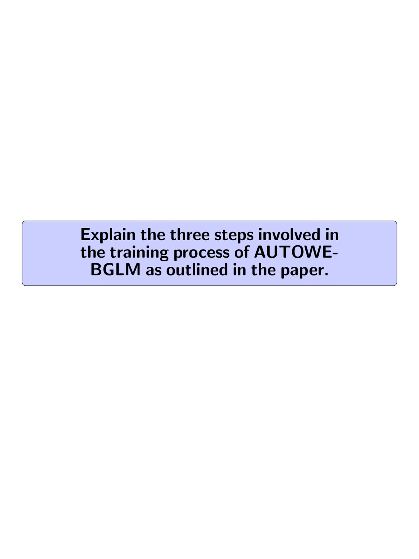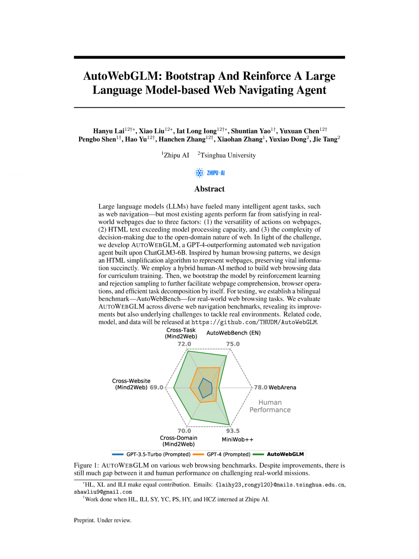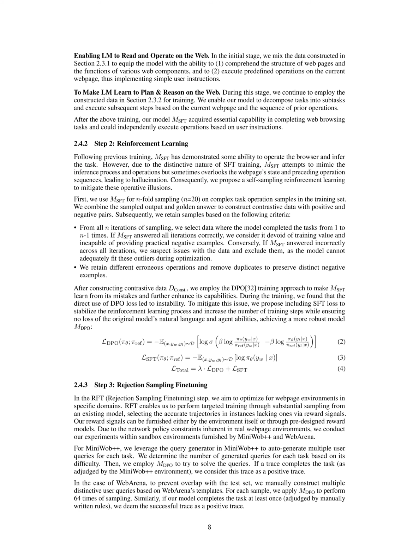Explain the 3 steps involved in the training process of AutoWebGLM as outlined in the paper. The 3 steps involved in the training process of AutoWebGLM are supervised fine-tuning, SFT, reinforcement learning, and rejection sampling fine-tuning, RFT. 1. Supervised fine-tuning, SFT.